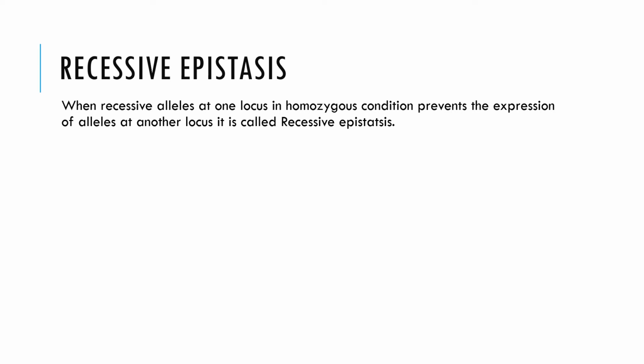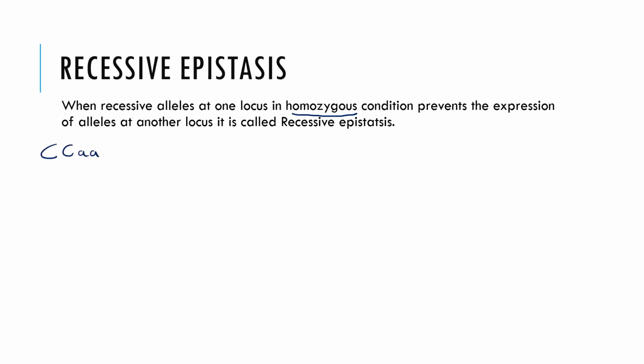But here, in recessive epistasis, one mandatory condition is that the epistatic gene should be in homozygous condition. So it will act only in the homozygous condition, because they are responsible for masking the expression of another gene. So let's see an example. Again we have to take the genotype of the parents, and it won't be heterozygous, it will be homozygous.